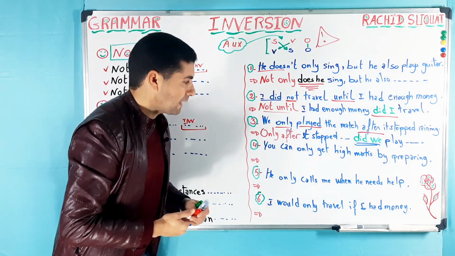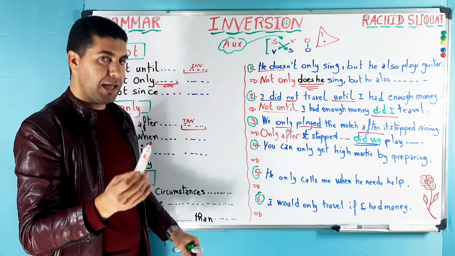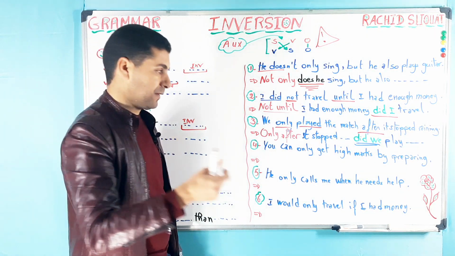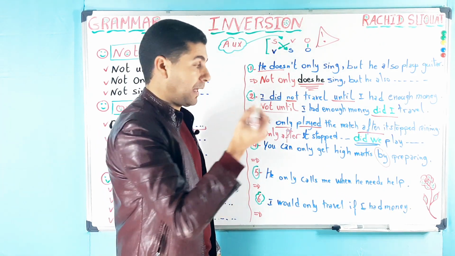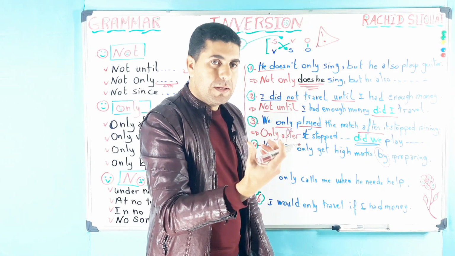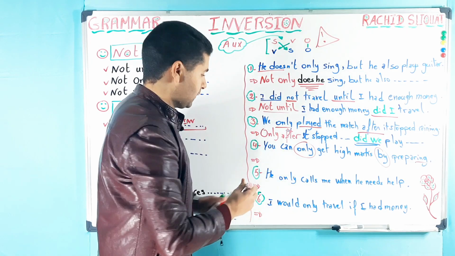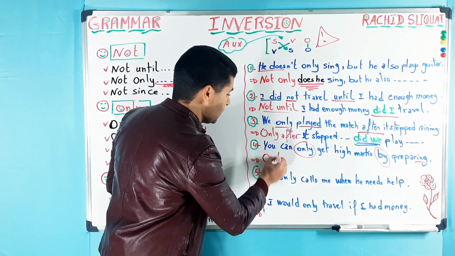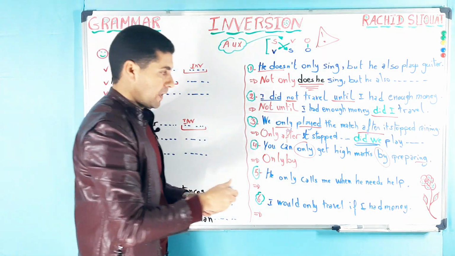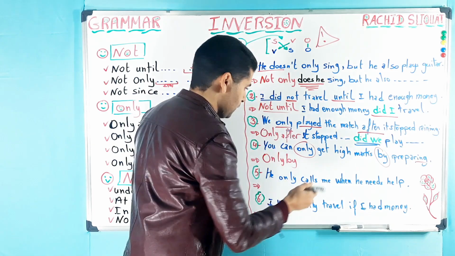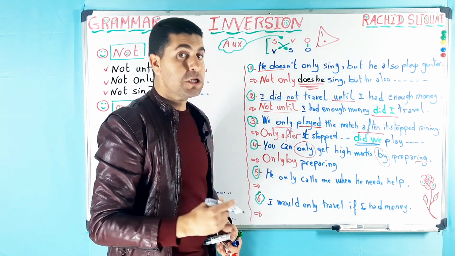You can only get high marks by preparing. You can only get high marks by preparing or by revising. So here we have by, and by is a preposition followed by a noun or by the ing form, as you can see. Only, and we have by. So we start with only by. Only by preparing. By what? By preparing. Only by preparing or revising lessons.